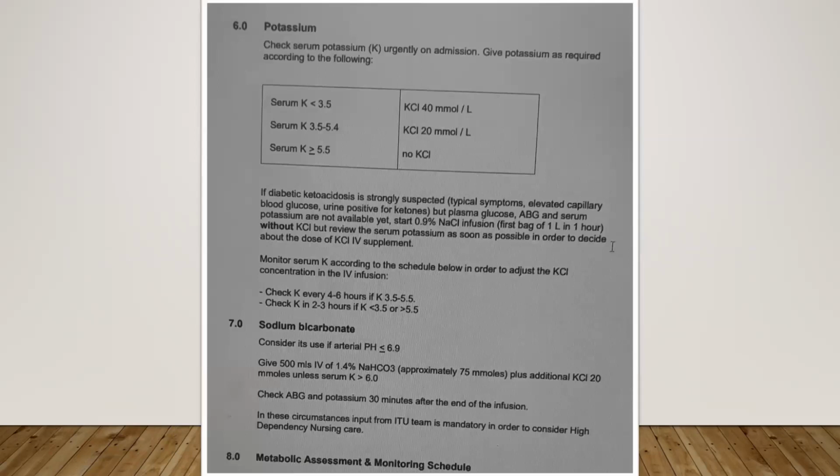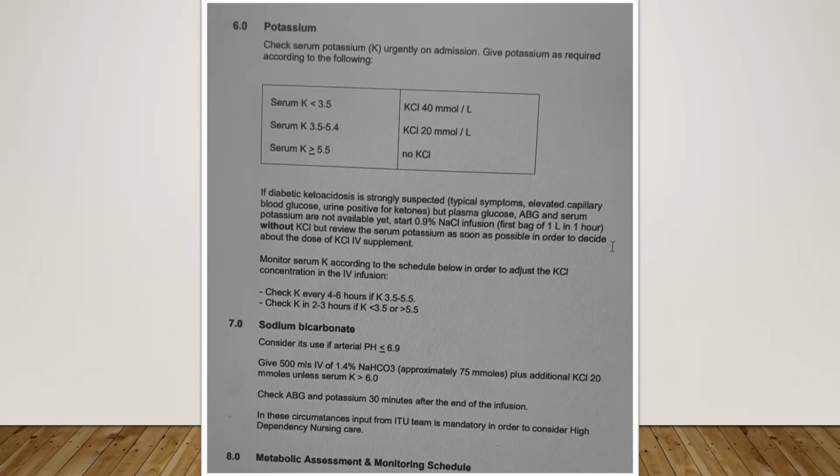And in terms of potassium, if the serum potassium is less than 3.5, we give 40 millimoles per liter of potassium chloride. And if the serum potassium is normal, which is 3.5 to 5.4, we give 20 millimoles per liter of potassium chloride. And if the potassium is high, obviously we don't give anything.